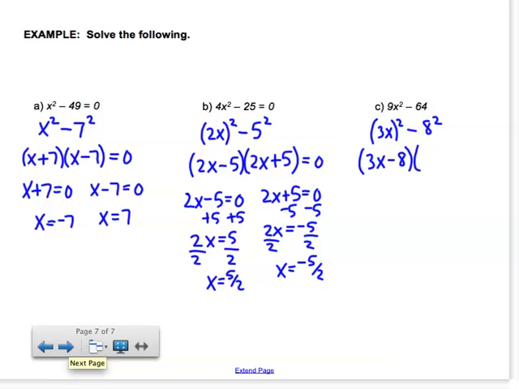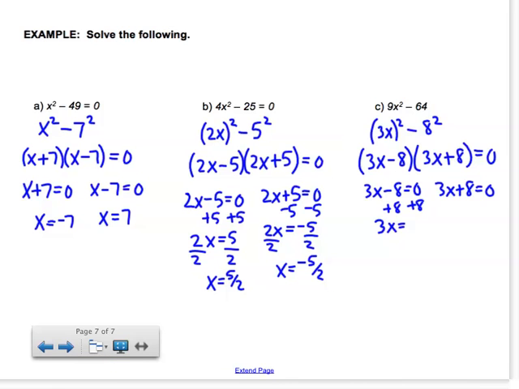3x minus 8, 3x plus 8, set that equal to 0, 3x minus 8 equals 0, 3x plus 8 equals 0, 3x equals 8, divide by 3, x equals 8 thirds, subtract 8, 3x equals negative 8, divide by 3, x equals negative 8 over 3.